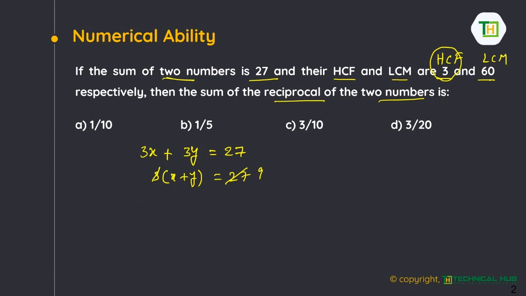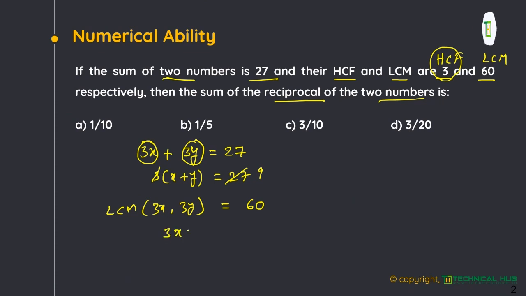After that, one more sentence: the LCM of those numbers is 60. The first number is 3x and the second number is 3y. The LCM of 3x and 3y is given as 60, and the LCM of 3x and 3y is 3xy. So 3xy is equal to 60. Cancelling 3, three twenties are 60, so x plus y is equal to 9 and xy is equal to 20.